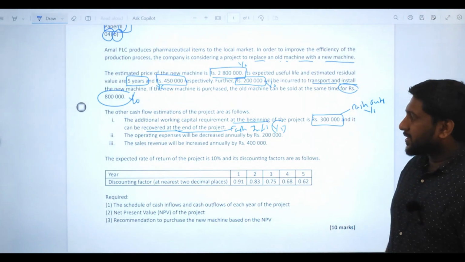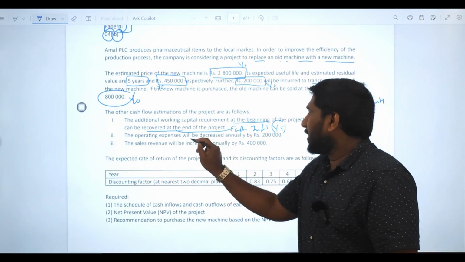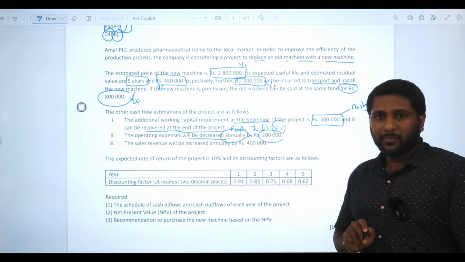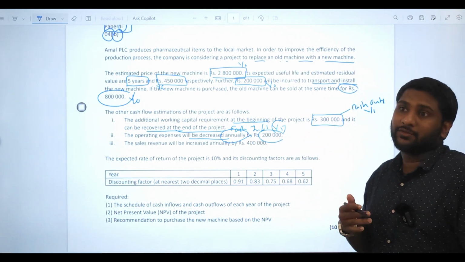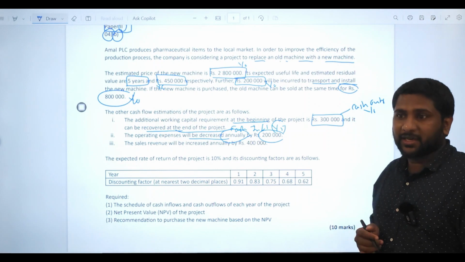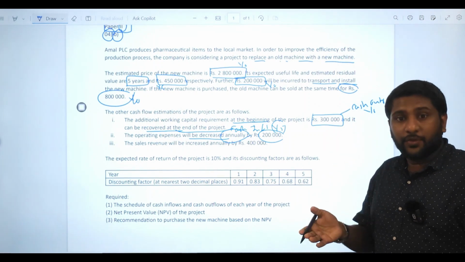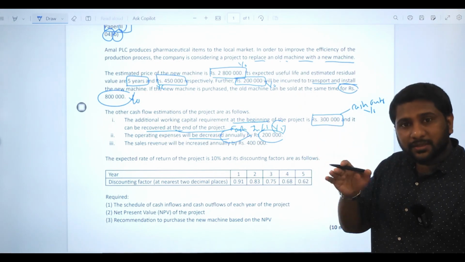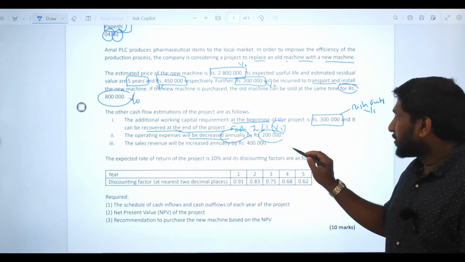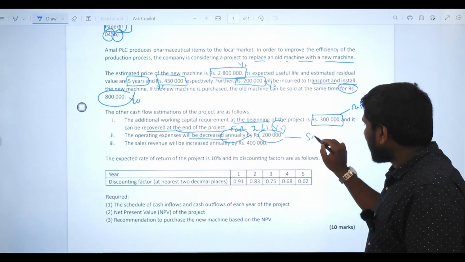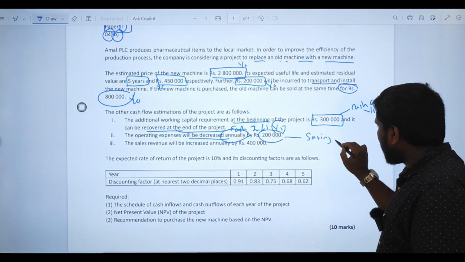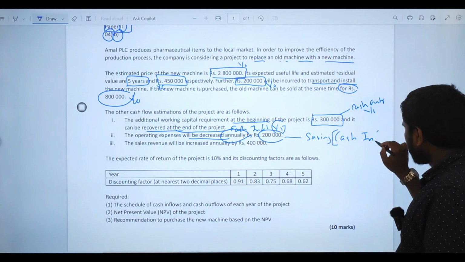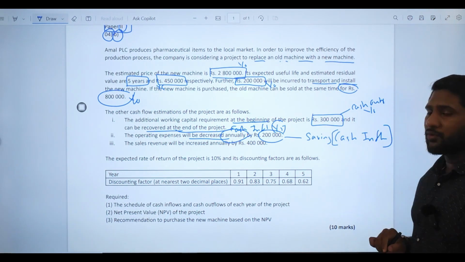The operating expenses will be decreased annually by 200,000. Operating expenses will decrease. That is one of the purposes of buying this machine, right? To increase the efficiency. If you increase the efficiency, what will happen? The cost will get reduced. If the cost reduces, there is a saving. So this 200,000 is a saving. Saving, we will be considering it as cash inflows.